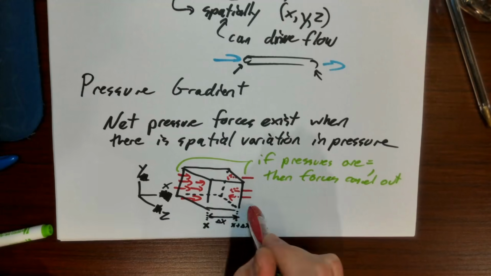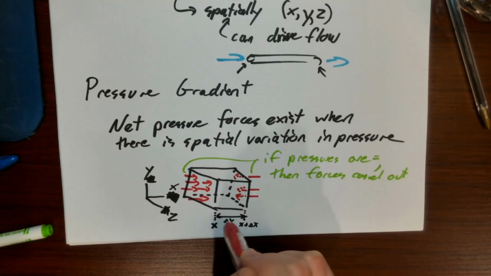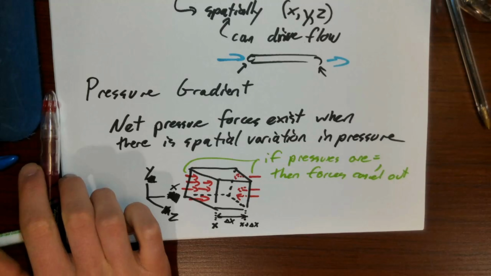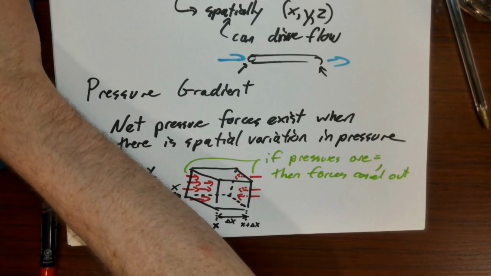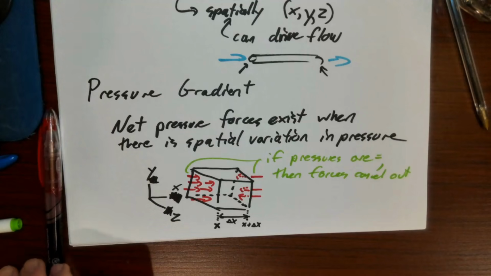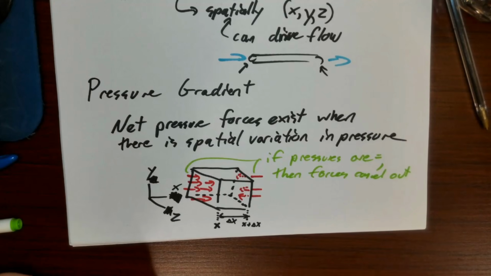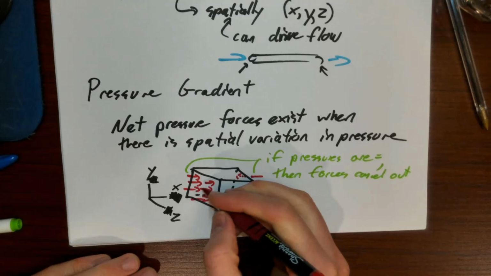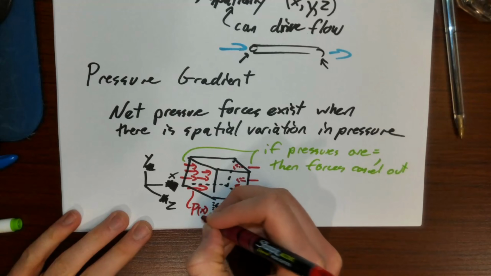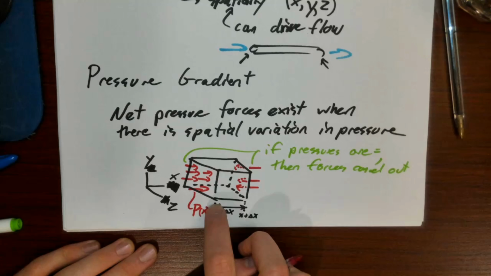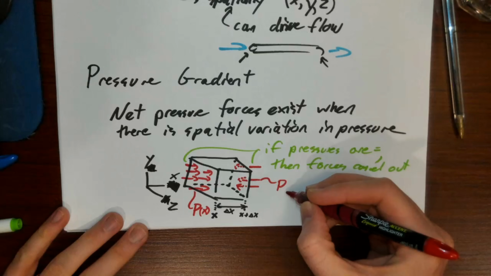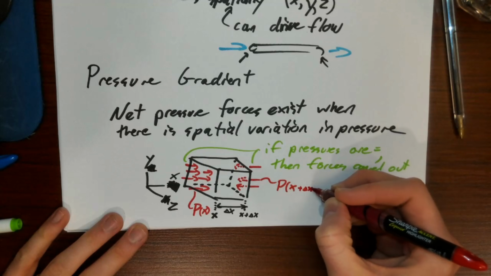If I have a difference in pressure, the pressure is going to be different at X than it is at X plus delta X. So how does that play into a pressure gradient? Let's consider that. So let's try to work out net forces due to pressure. So I might call the pressure on this face the pressure at position X, and similarly, the pressure on this face would be the pressure at X plus delta X, right?